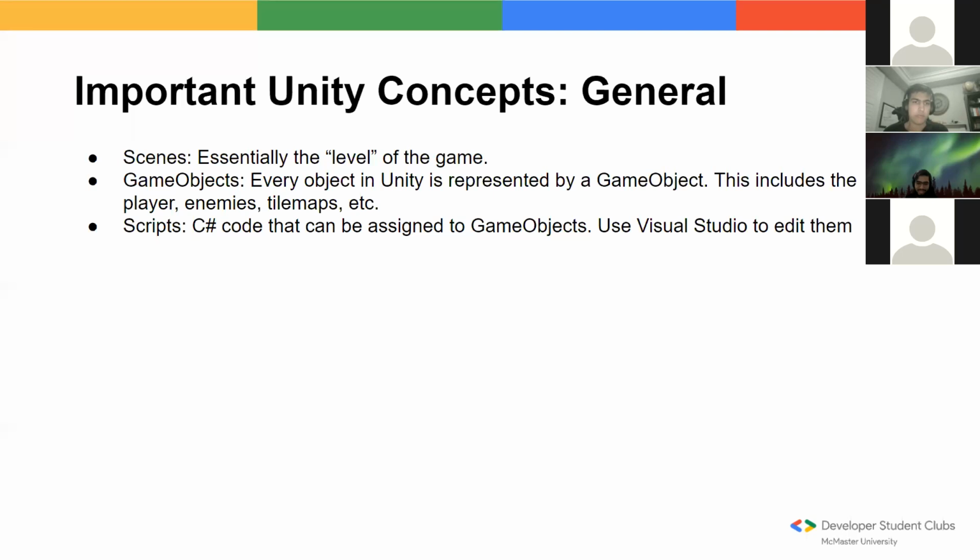The next thing to go over is scripts. So scripts is simply just C# code that can be assigned to different game objects. And because Unity doesn't have its own built-in code editor, we have to use Visual Studio to edit them. And Visual Studio is actually a very good code editor because it has some really cool autocomplete features, which will be very useful when we start coding for this workshop.